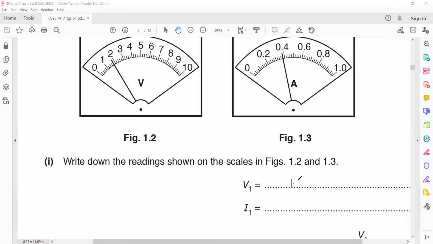That's 1.8 volts. In the voltmeter, each division is representing 0.2. So as each division represents 0.2, that's why it is 1.8. Then the second one, that's 0.38 amperes.